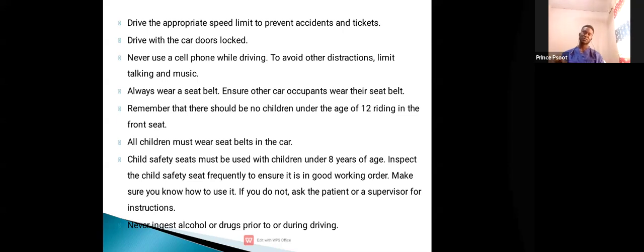PSF. Put safe first. Don't forget that word. PSF. Put safe first. So safety comes first in anything you do.